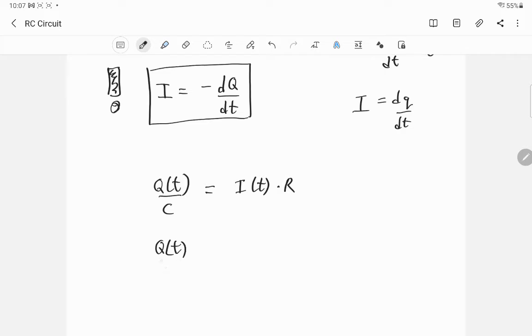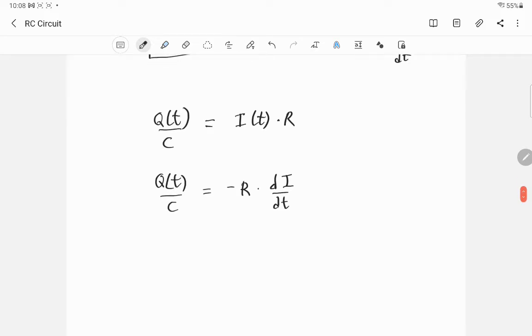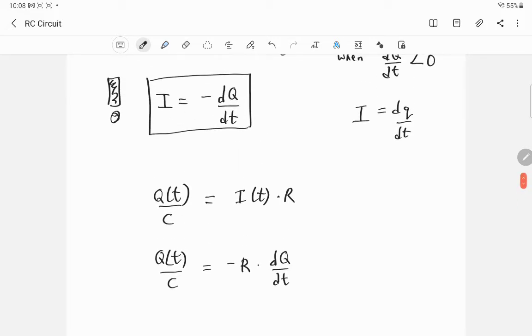So q of t, right, divided by c equals... And then I of t is negative, right? So it's negative r times I, where I is a function of time. So what can we do with this? Oops, sorry. This is actually, I of t is replaced by dq by dt. Excuse me, like that. Okay, so, right, this was this argument I just made.